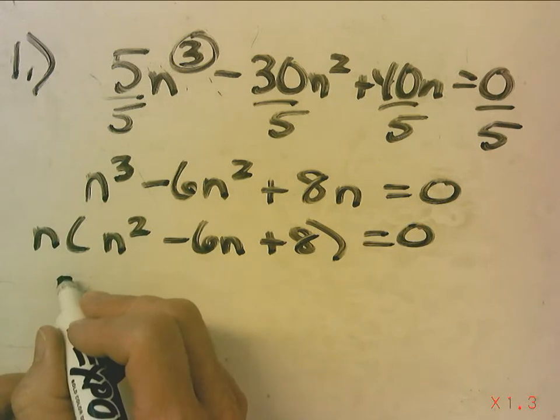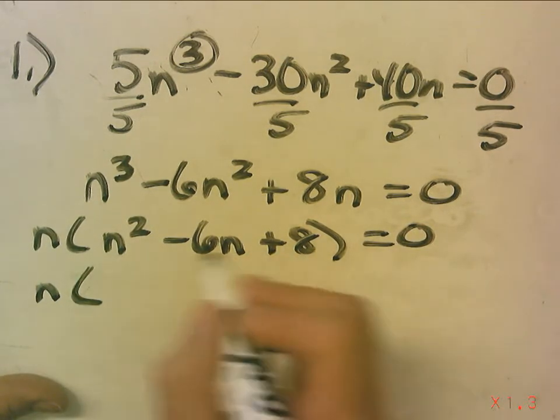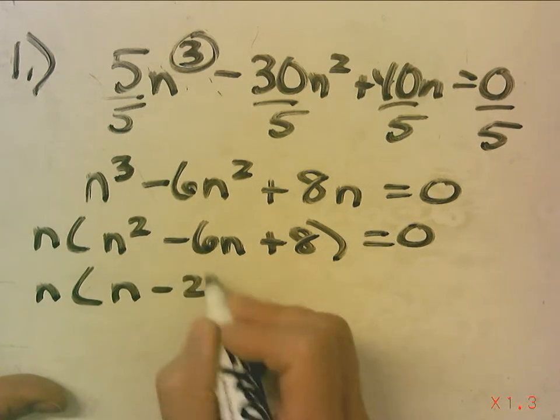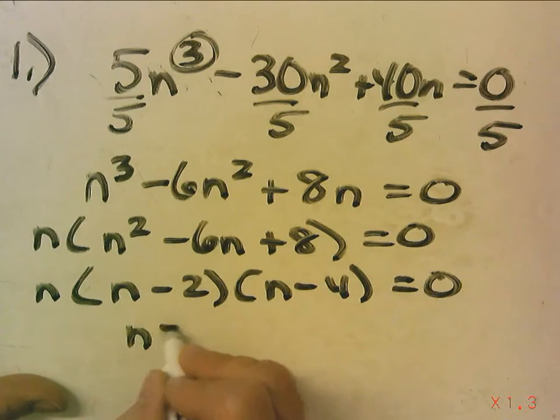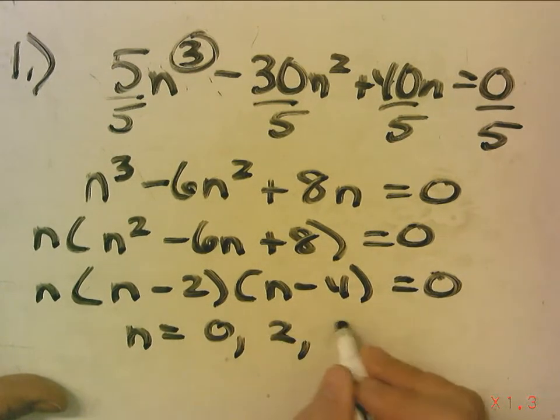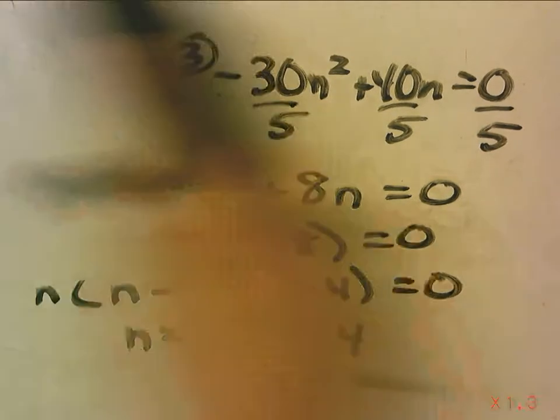And now I'm going to factor this. Two numbers that multiply to 8 but add up to negative 6 would be negative 2 and negative 4. So n equals 0, 2, and 4. And notice, because I didn't divide by an n, I got 3 answers. Why was I expecting 3 answers? Because it was n cubed. Okay, next one.